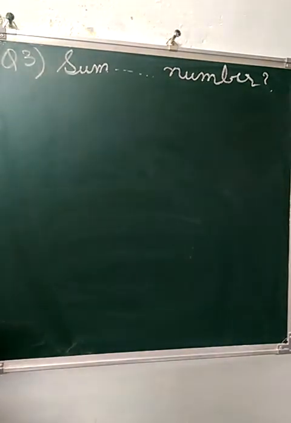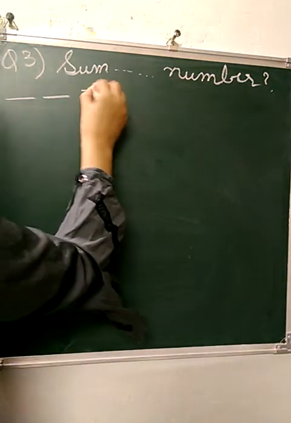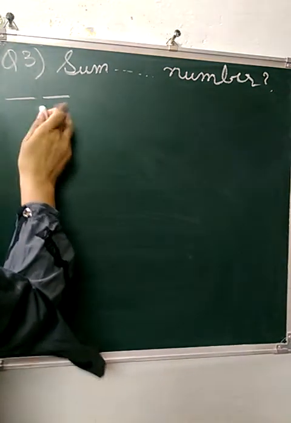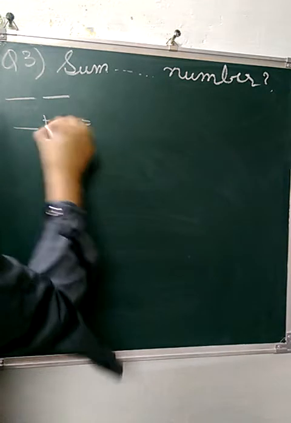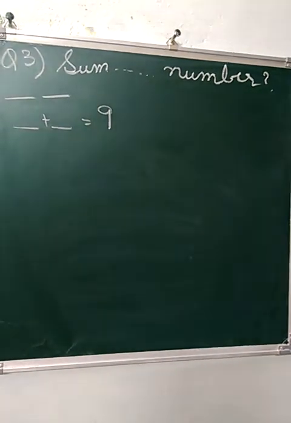is 9. Now, this is just like example 14 which we did, where the numbers' difference was given, a difference of 3. Now it is the sum of two digits, which means if you take two digits and add them, the sum of these two digits should come to 9.